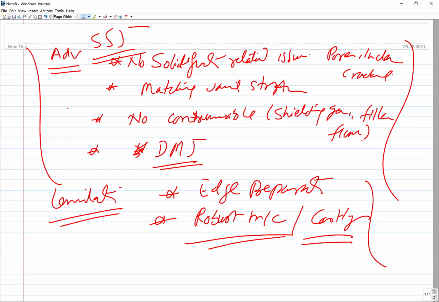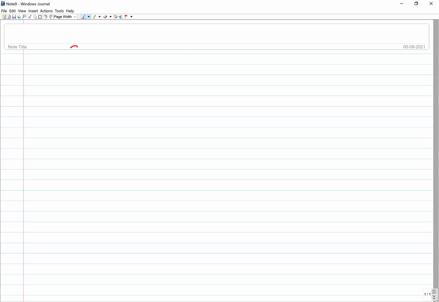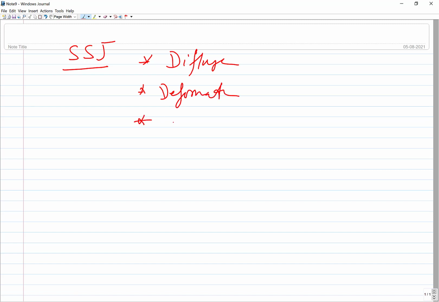Okay, now coming to the solid state joining process, as I have said, SSJ, there are three major things. One is diffusion, and then deformation, and then the adhesive process. Although in this case no metallurgical joint is made, it is still a solid state joining process.